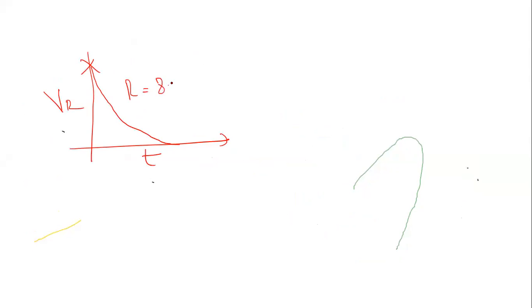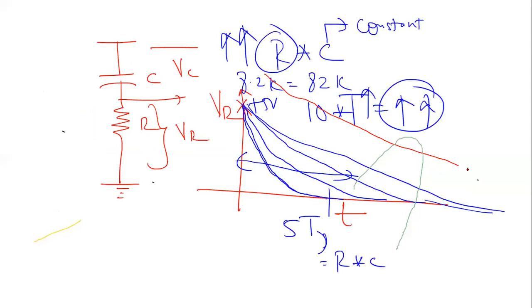So this is one graph. This is time t. This is voltage across resistor. So initially it starts at 5 volt, and then it takes 0 volt here, let us say. This is when R is equal to 8.2K. Now if I put the same R as 82K, 10 times higher value, the resistor will take 10 times longer time to reach that value of 0 volt.